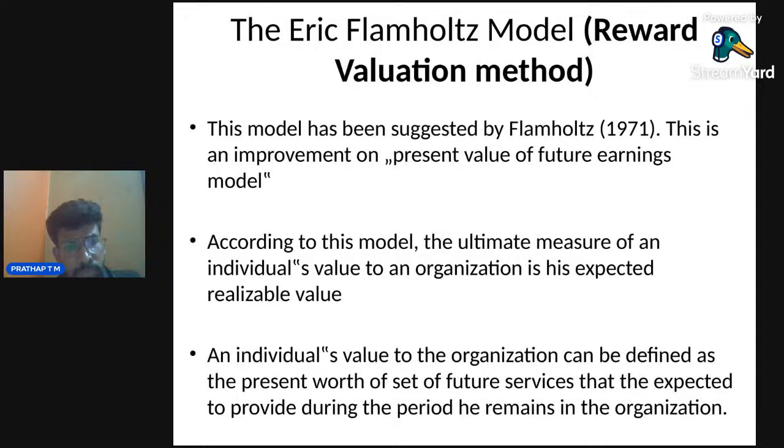So according to this method, we are not determining the value of a whole group, but rather the individual value in an organization. Take an example: in earlier cases, we would go for a 25 to 35 age group and determine the group value.